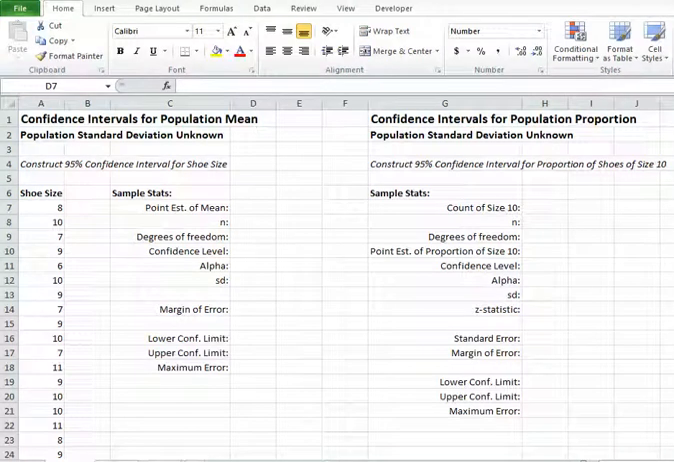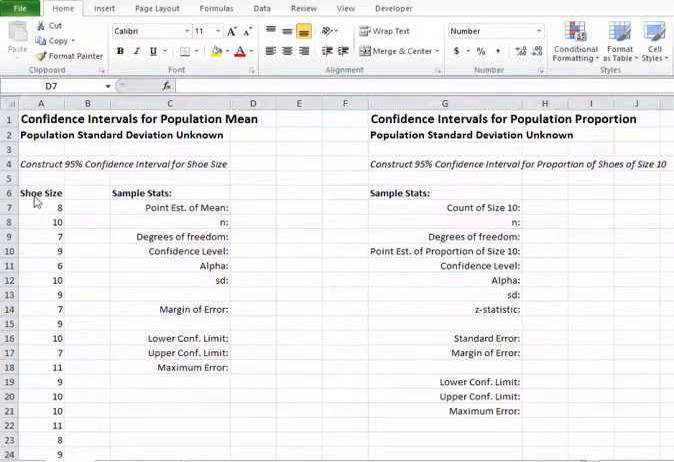Hello again, class. This is Craig, and here's the spreadsheet I promised you, where I am going to show you how to calculate confidence intervals for a population mean and also for a population proportion. In each case, the population standard deviation is unknown, and so you will have to be careful to be using the t-distribution for the population mean, but you can still get away using the z-distribution for the population proportion. Let's see how it works.